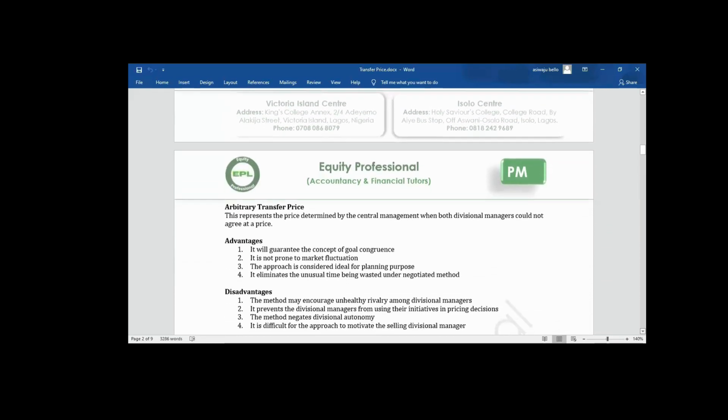Next, arbitrary transfer price. Is the transfer price determined by the central management, that is the central head office, with or without the consent of the divisional manager? Arbitrary transfer price. That means the corporate head office determines the transfer price with or without the consent of the divisional managers involved. The head office will only give order, transfer at this price. That's all.